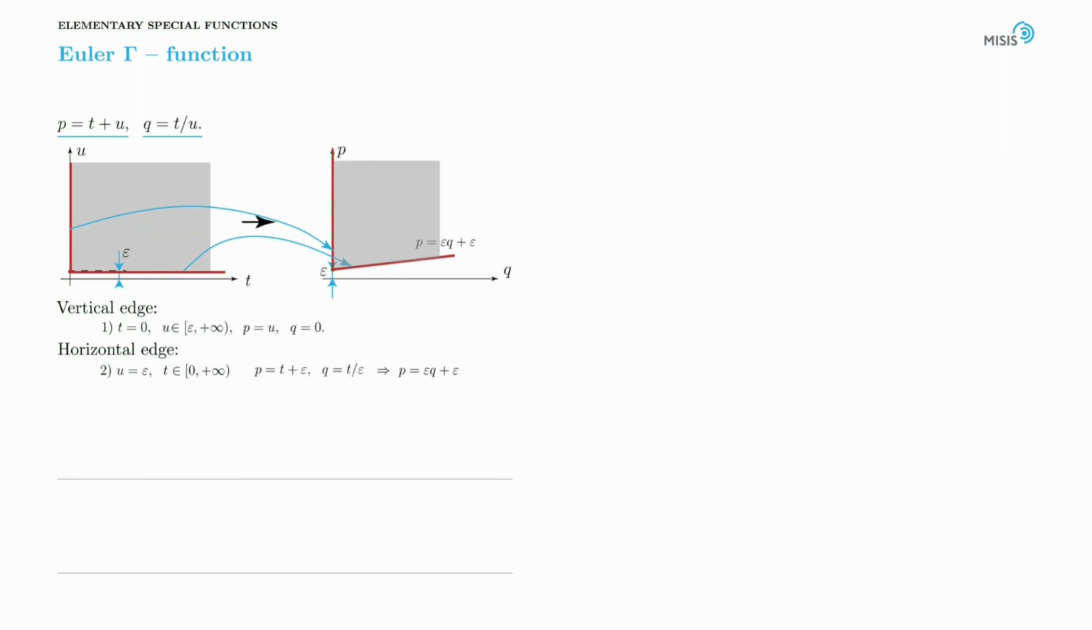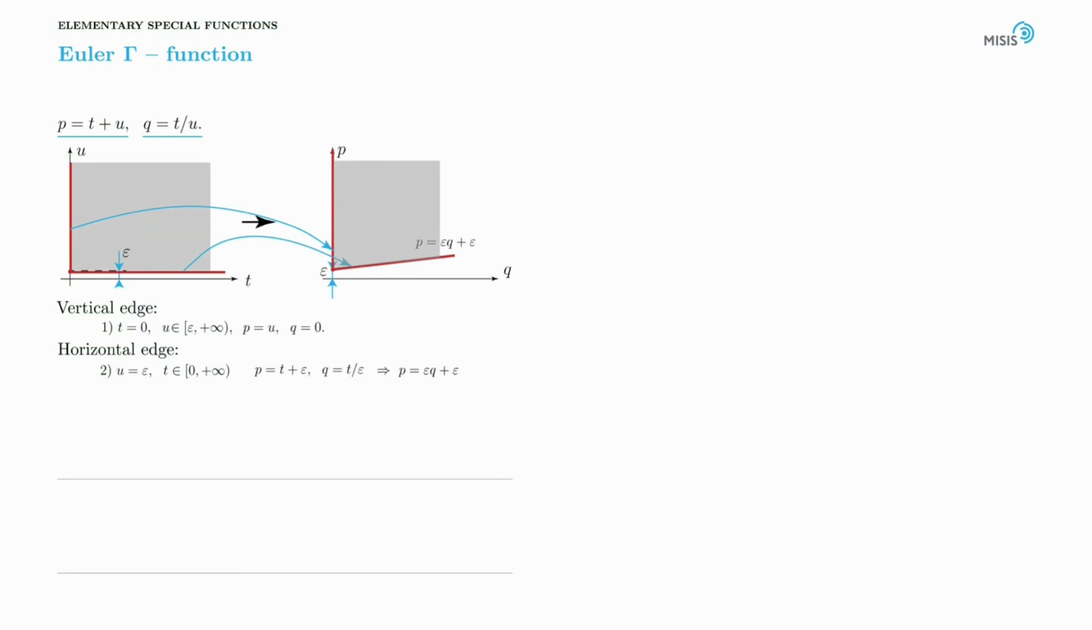So here is finally the image of the region. Now it's obvious that if we put epsilon to 0, the lower line will coincide with the horizontal axis, and the image becomes the rectangular area, which is nothing but the first quadrant of the PQ plane. So the integration region is in fact unchanged by the variable change. This is what makes this change work.